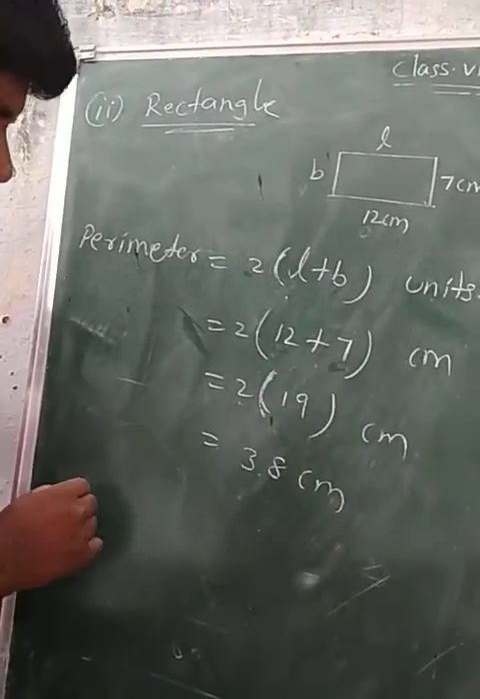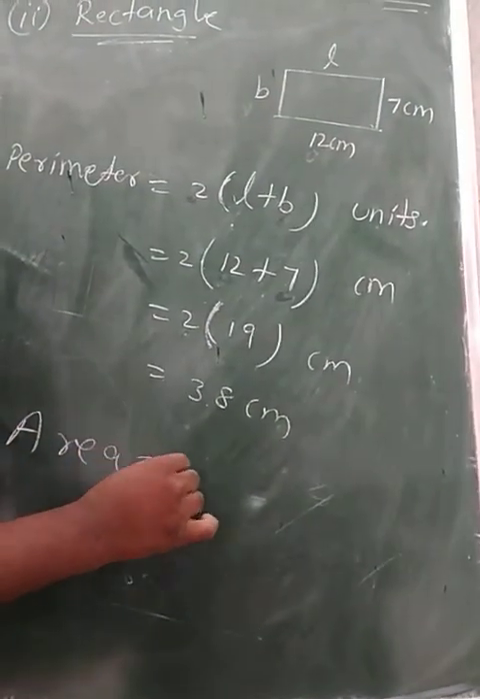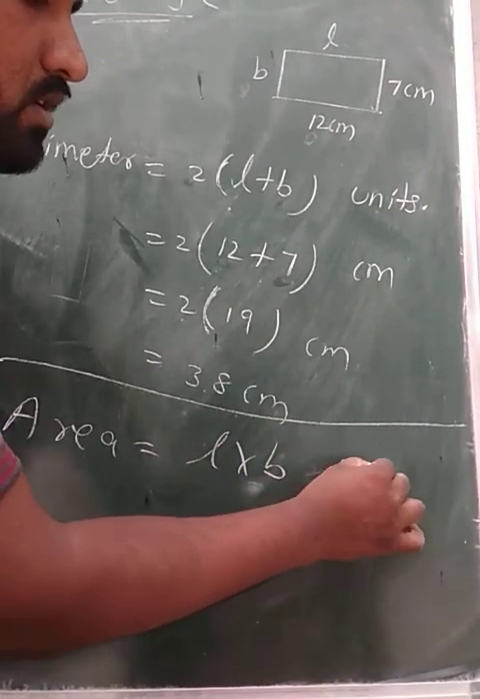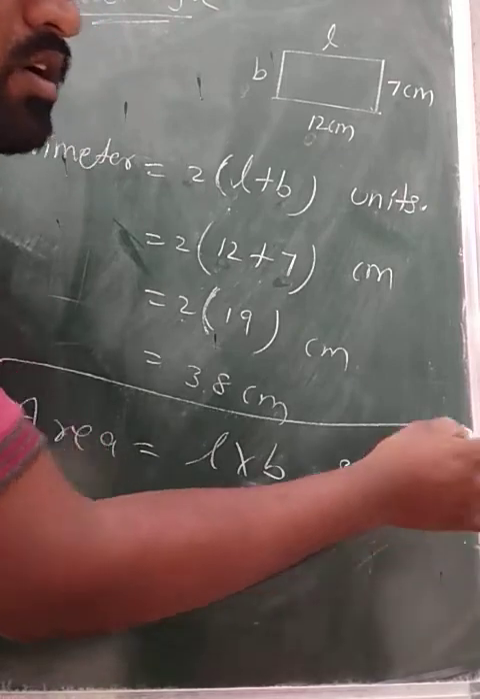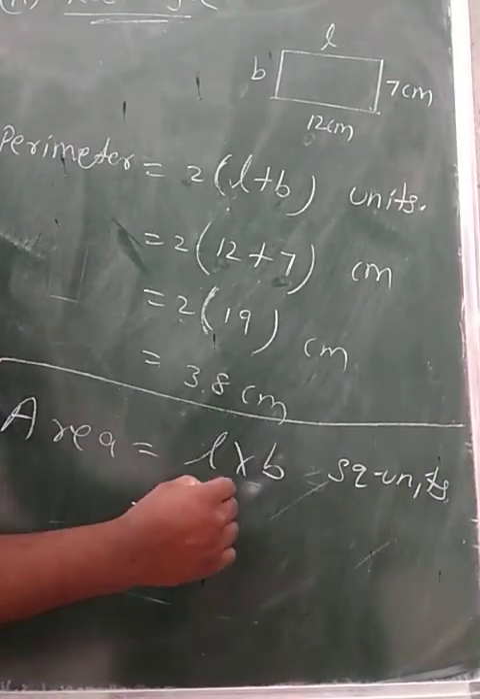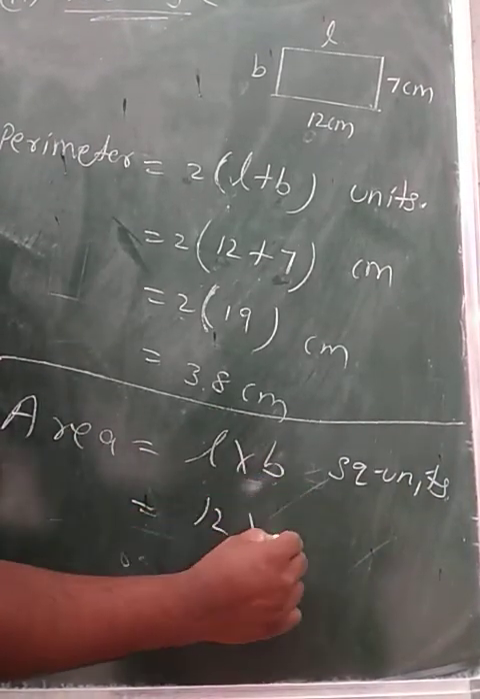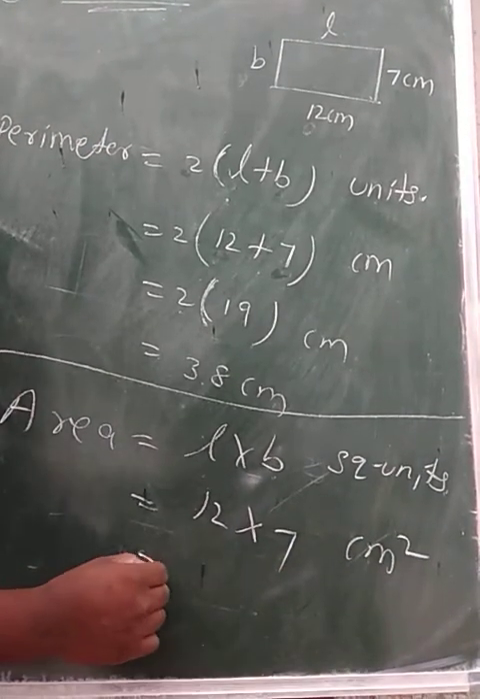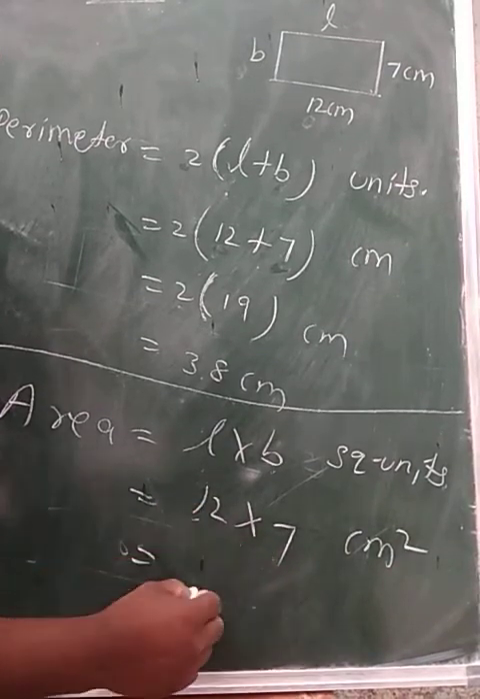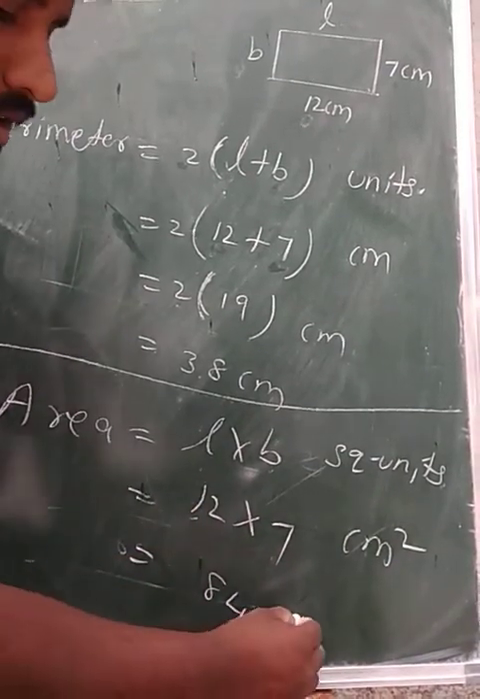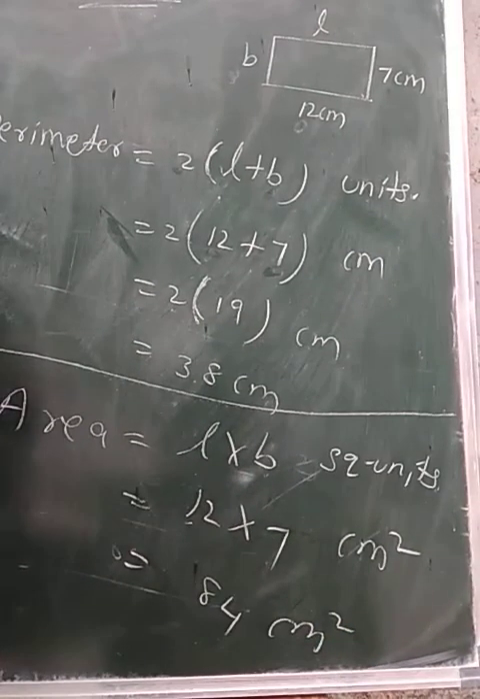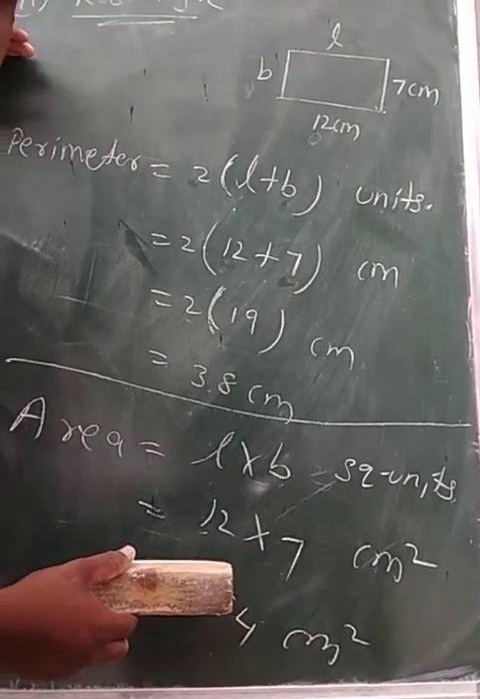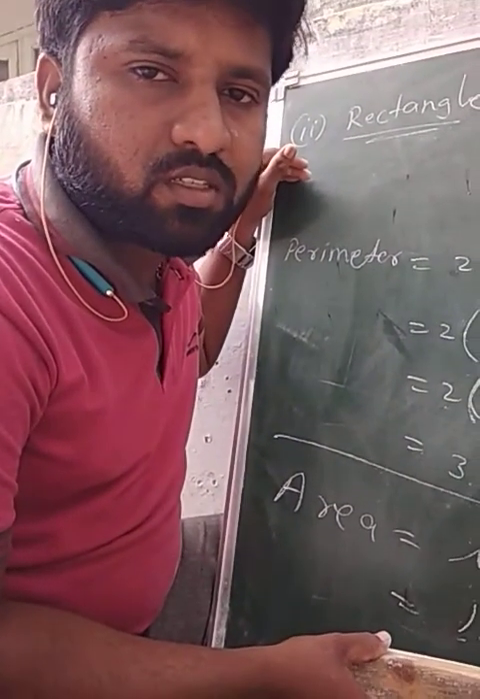Now see its area. What is the area of a rectangle? The area of a rectangle is length into breadth, square units. Okay, now length is given 12, breadth is given 7 centimeters. Units means square centimeters. 12 sevens are what? That is 84 square centimeters. So like this, by using the formulas, we can find the perimeter and area of plane figures. Thank you.